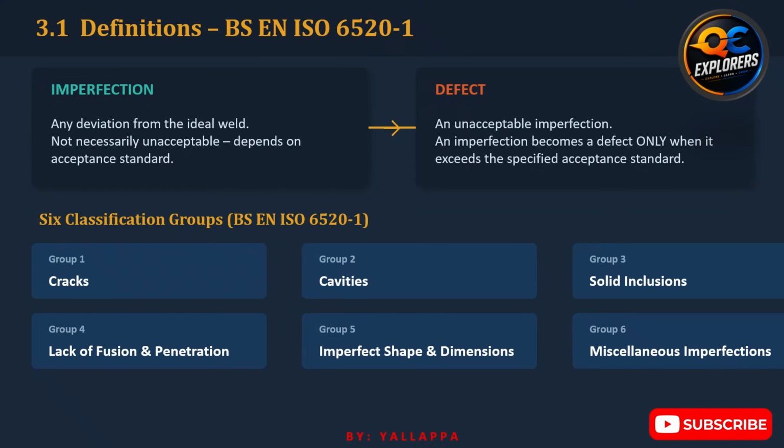The presentation divides welding imperfections into 6 classification groups. Group 1 is cracks. Group 2 is cavities. Group 3 is solid inclusions. Group 4 is lack of fusion and penetration. Group 5 is imperfect shape and dimensions. And Group 6 is miscellaneous imperfections. For the examination, remember the distinction very clearly. A defect is an unacceptable imperfection. Now that the terminology is established, we can move into the most significant group, cracks.